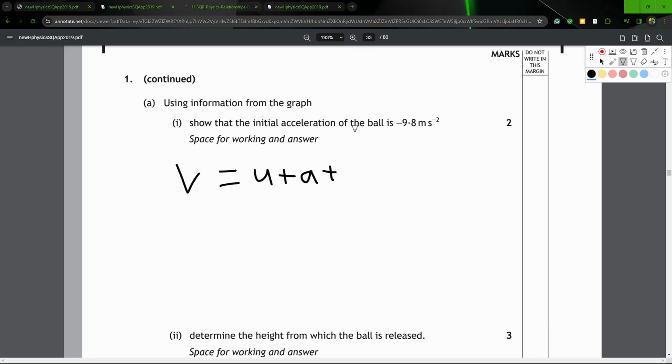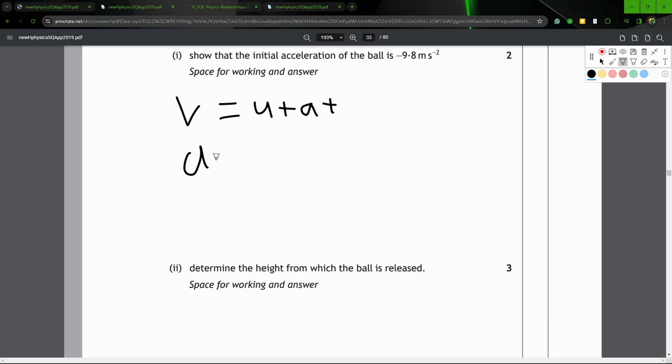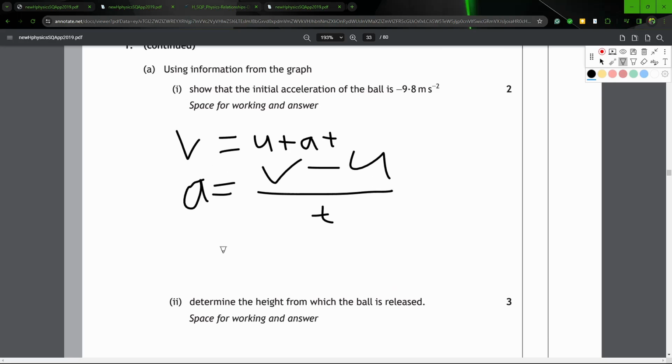But in case you're a bit confused, you don't like rearranging stuff, there's a popular rearrangement of the equation that you've probably seen before, which is a equals v minus u over t. This is just brought about by rearranging that. You take away u from both sides and then you divide by t. I feel like this is kind of easier to understand.